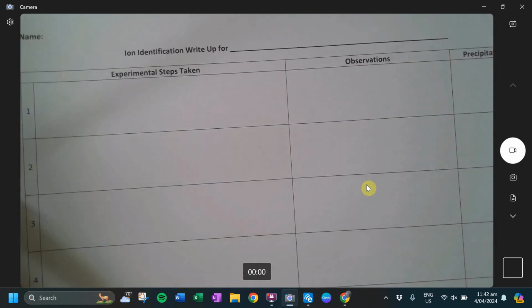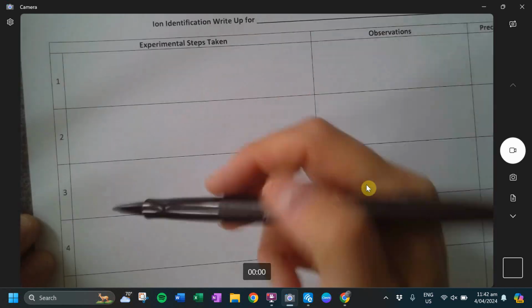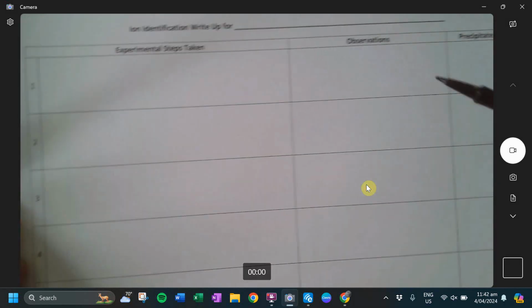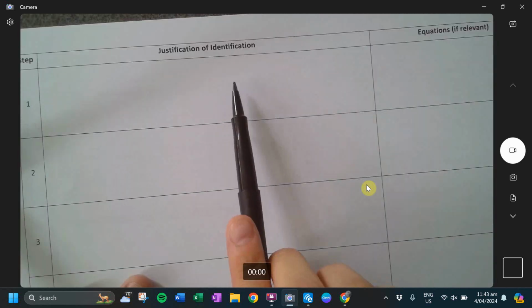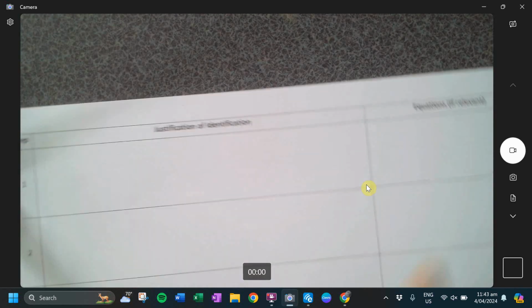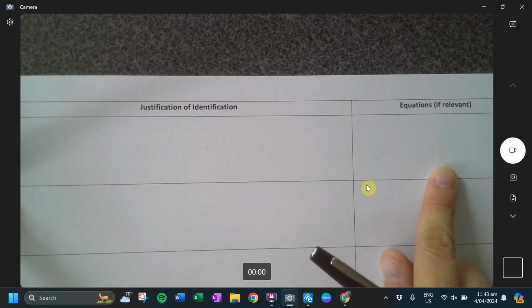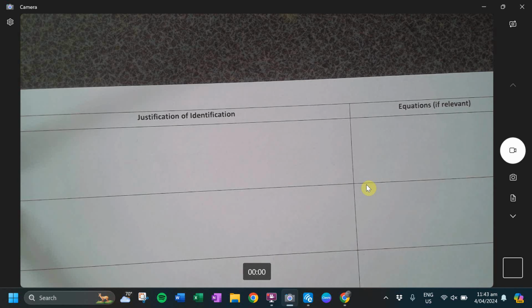Just keep in mind that it is organized to be double-sided. The first side is writing your experimental steps, your observations, and identifying precipitates. The second half here is justification. So you see how there's step 1, your justification for step number 1, and then there's also equations if relevant. I only need to see equations for 2 instances. First, if there's a precipitate. The second one is if you have carbon dioxide gas forming. Everything else I don't need an equation for. Are you okay with that so far?